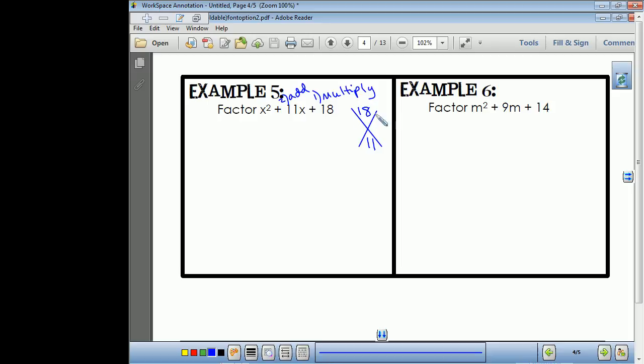Okay, so what 2 numbers can I multiply to get 18? 6 times 3. Okay, that's one of them. But if I add 6 and 3, does that give me 11? 9. Okay, so that didn't work. So 9 and 2. All right, so I'm going to say positive 9 and positive 2. If I multiply them, I get 18. If I add them, I get 11. So how this breaks down is it breaks down into x plus 9 times x plus 2.